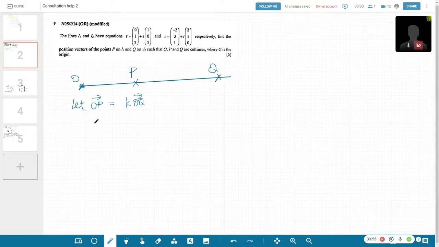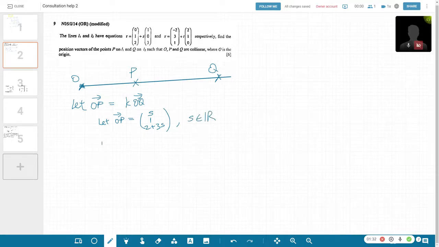So what happens here is that OP equals, we combine this because P is on L1. So 0 plus 1S will be S, 1 plus 0, and then 2 plus 3S. You do not necessarily need to combine them, but I like to combine them into one vector so that it's easier to see, easier for the eyes to process. So you'll be less careless and it's easier to solve the question. Generally, I feel that it's that way, that's why I will always do this.